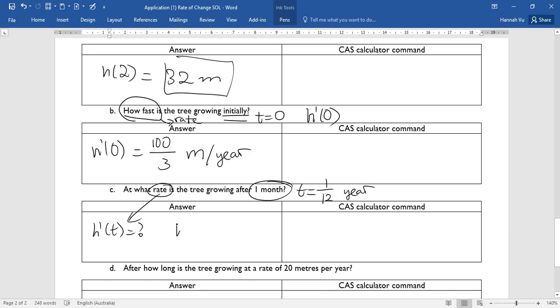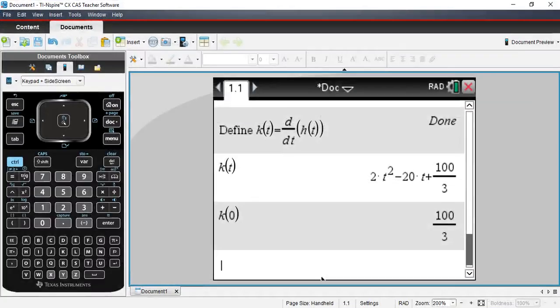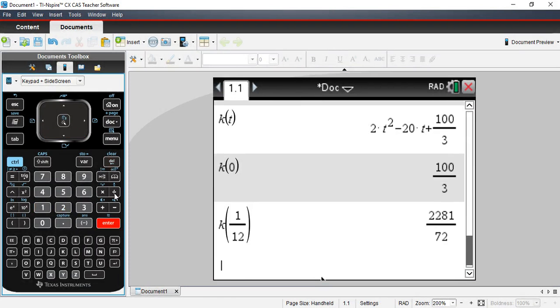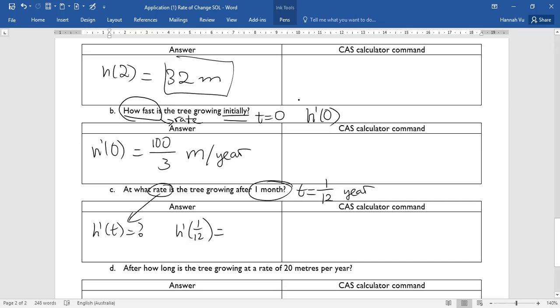So I'm trying to find h prime of 1 over 12. Something like that. If the question doesn't say round it correct to whatever, just leave it as exact values. So 2,281 on 72. 2,281 on 72 meter per year.